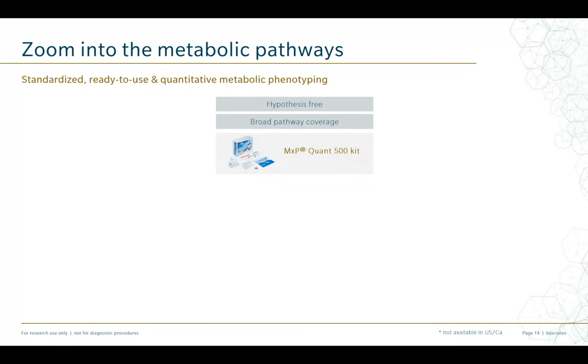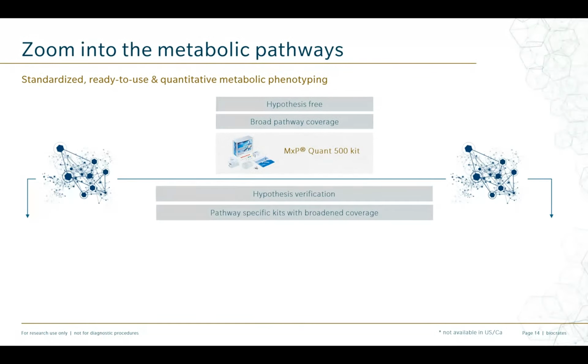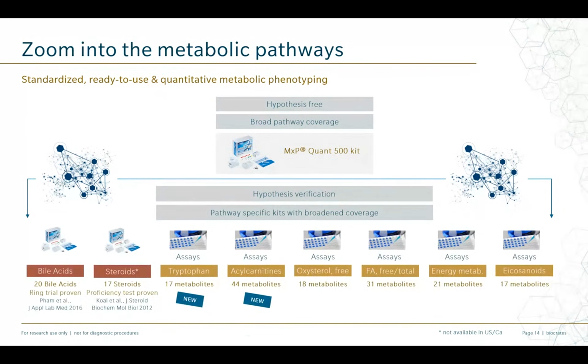We see the need in the research community to have in addition solutions for a deeper look into specific pathways, with broader coverage and improved sensitivity, to verify your hypothesis and get more insight into the pathway cascades. Therefore, we have developed the here listed relevant pathway-specific kits and assays for you. I would like to highlight two new Biocrates products addressing the tryptophan and acylcarnitine metabolism in more detail.